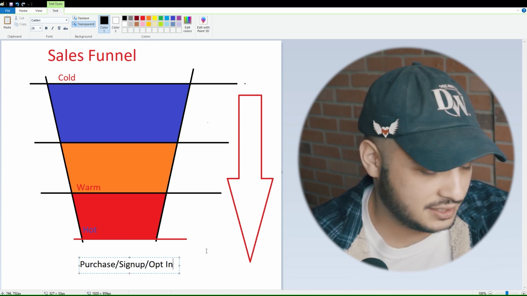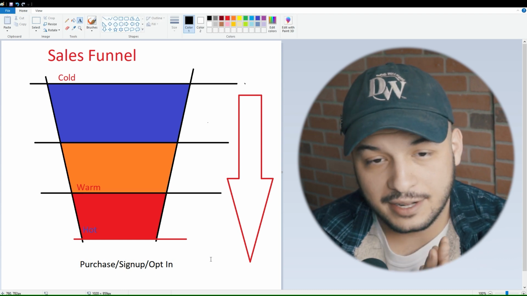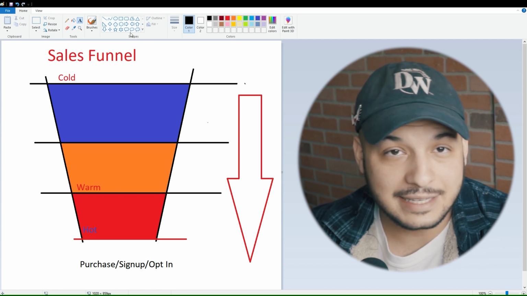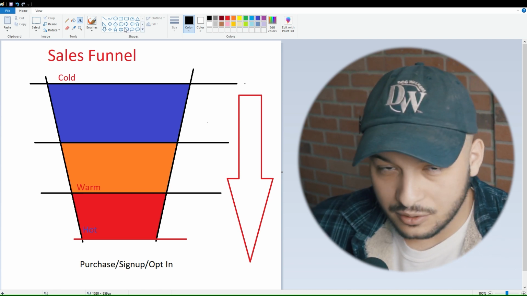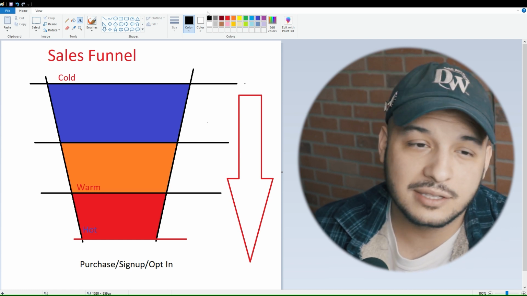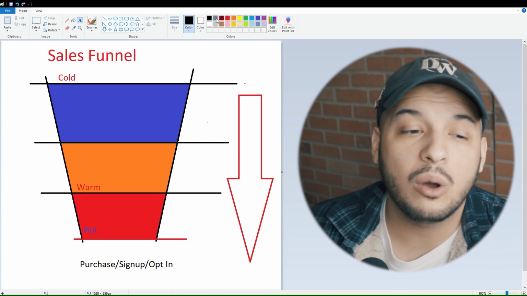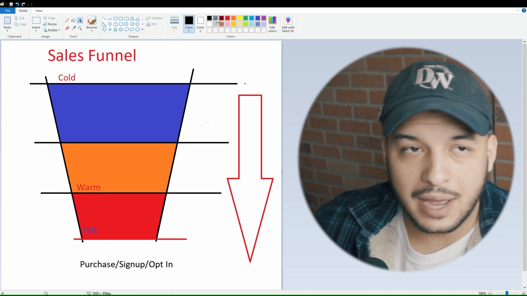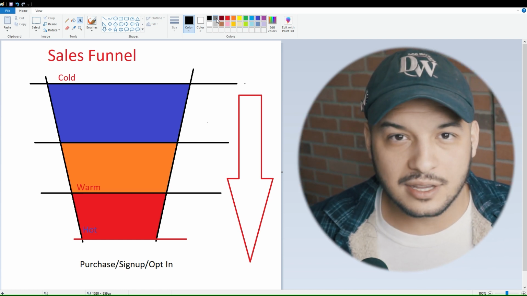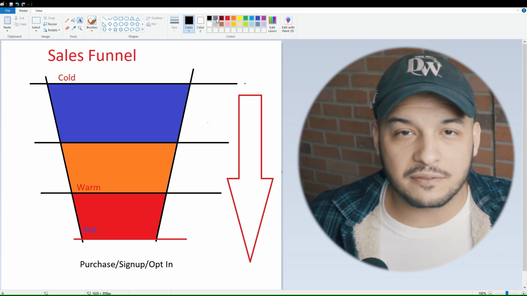All right, ladies and gents, now let's dive into the nitty-gritty. This looks simple enough, right? Looks easy enough, but somehow it eludes and evades people the concept of how they should be running their ads and what ads they should be running. They go, oh, I don't know, there's just so many options. I'm just not even sure what to pick. You serious? Dude, look at the sales funnel.